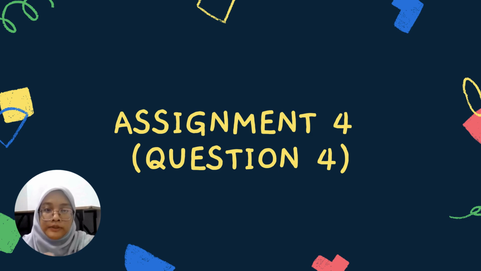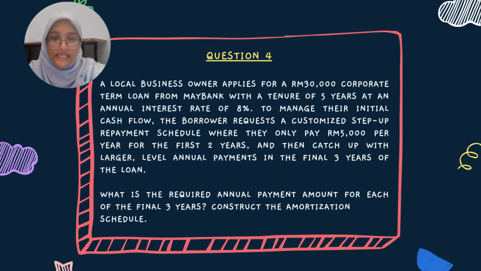Today, I'm going to present the solution for assignment 4, question 4. This question is a corporate finance scenario involving a local business owner who is applying for a 30,000 ringgit corporate term loan from Maybank. The loan has a 5-year tenure and carries an annual interest rate of 8%. However, to manage their business cash flow, the borrower has requested a customized step-up payment schedule. They will pay a lower amount of 5,000 ringgit per year for the first 2 years and then catch up with a larger level annual payment in the final 3 years.